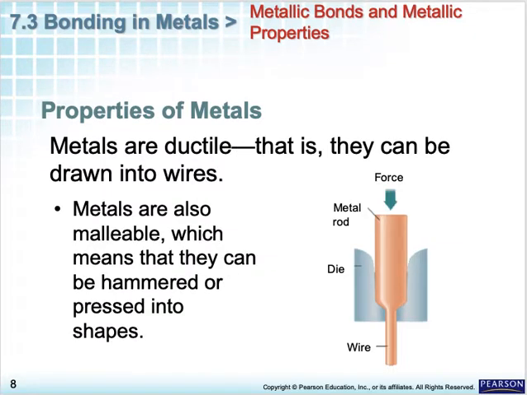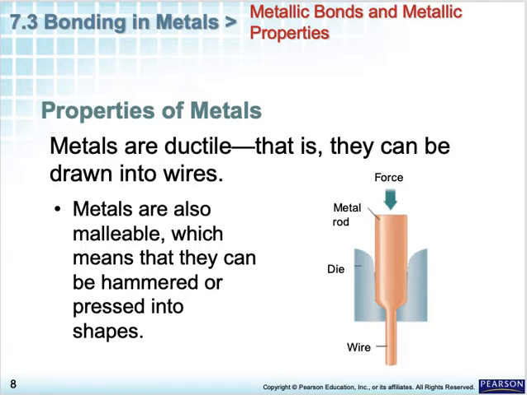So metals are ductile. Your first thing that I want to see in your notes is the definition for ductile, and it is that they can be drawn into wires. Not that they can be hammered into sheets, that's something else. But the first one I want to see in your notes is the definition for ductile, which means they can be drawn into wires.